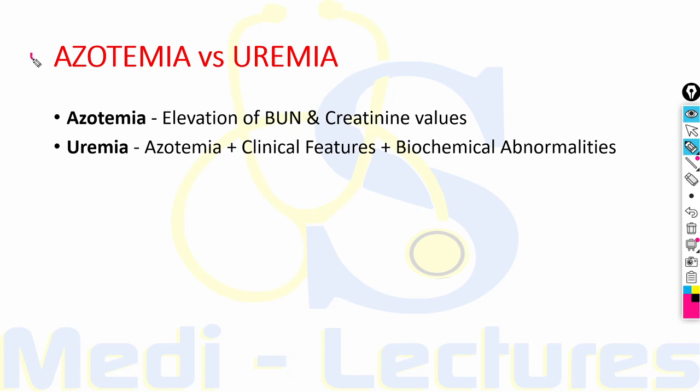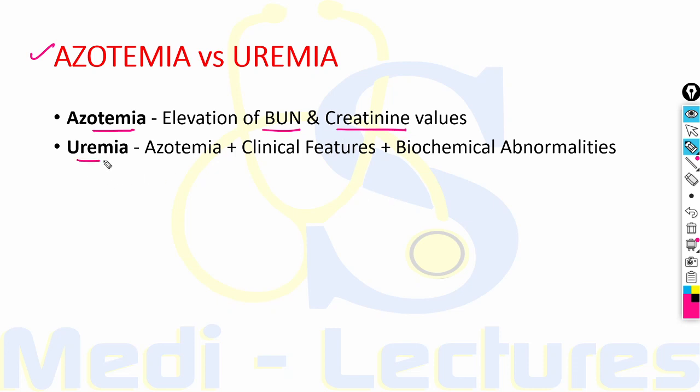So guys, when we see the difference between azotemia and uremia, azotemia is defined as elevation of blood urea nitrogen and creatinine values in the blood. It is just a lab finding and has nothing to do with the clinical features.